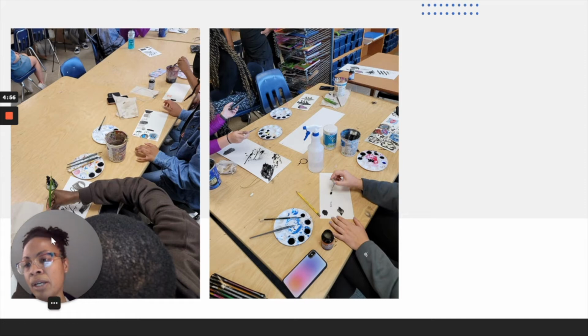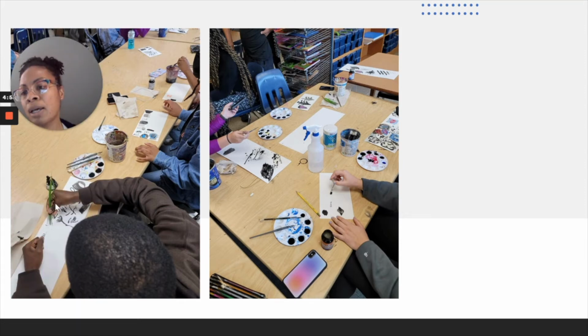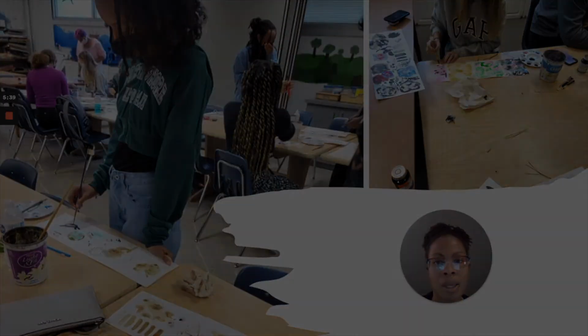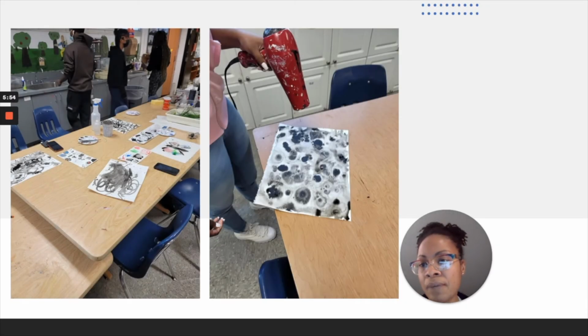You can see the student here using the pine needles to apply the ink as well. And then just more student examples of what they were doing or what they were able to achieve that day. So this was day one, which was the demo and the play with the ink and the water-based media.